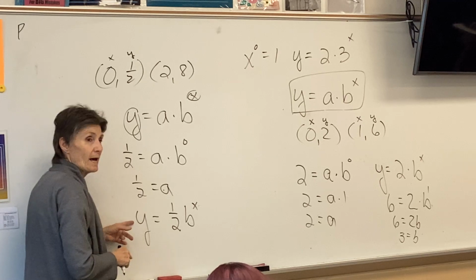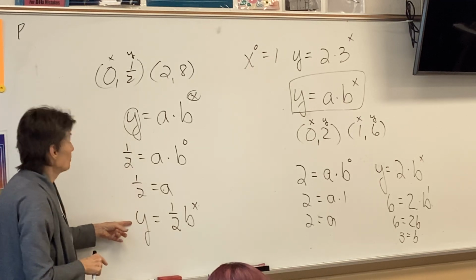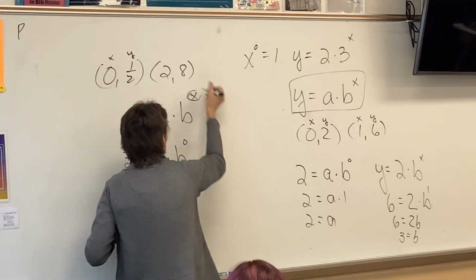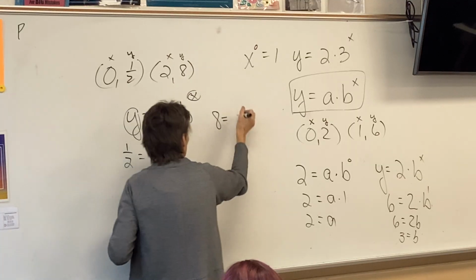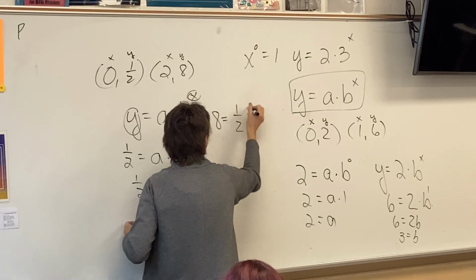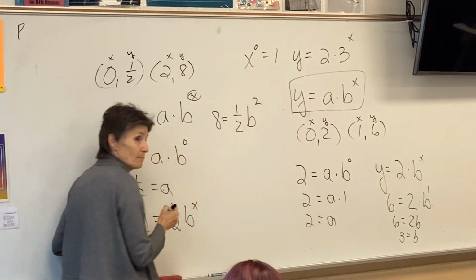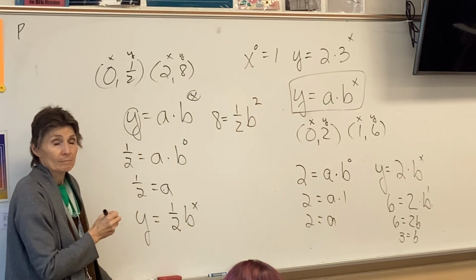All right, what do I do next? Plug in the other one. Plug in the other one. So x and y. So 8 equals 1/2 b to the 2nd.